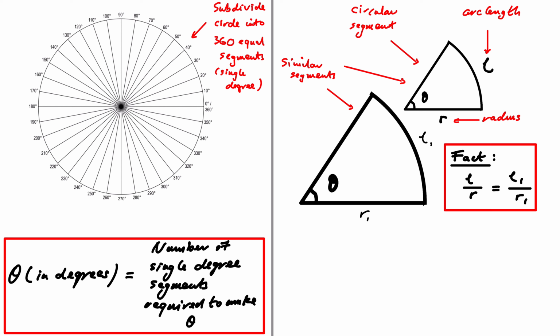So theta in radians, I'm going to define this to be this ratio, the arc length divided by the radius. And by this fact, it doesn't matter how big my circle segment is. Right? The ratio is always the same. Sure, the arc length could be different and the radius could be different, but the ratio is the same.